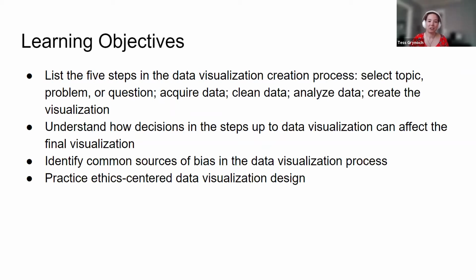At the end of the session, we hope that you'll be able to list the 5 steps in the data visualization creation process: select the topic or problem or question, acquire data, clean data, analyze data, and create the visualization. And understand how these decisions in the steps up to the data visualization can affect the final visualization, and then identify common sources of bias in the data visualization process and practice ethics-centered data visualization design.